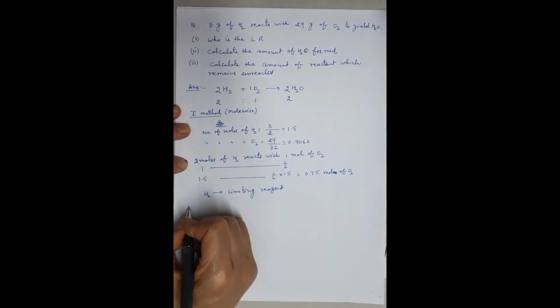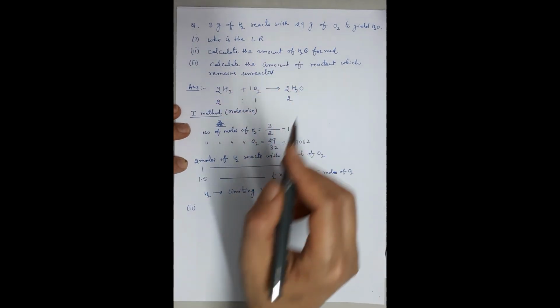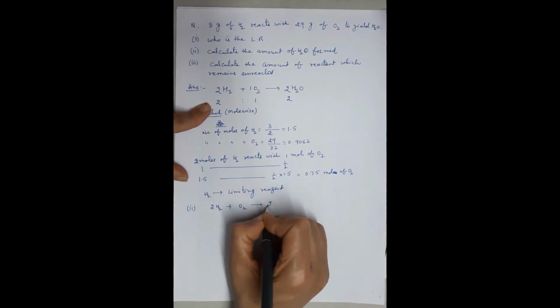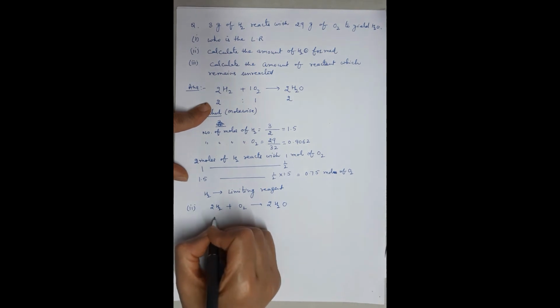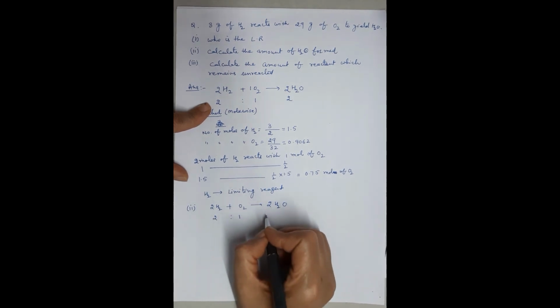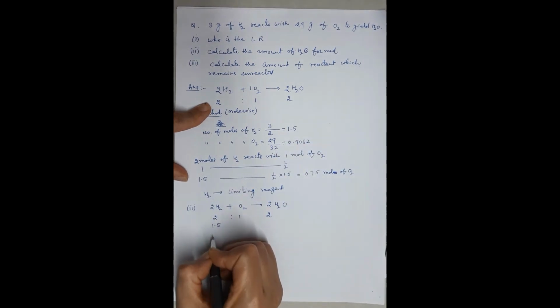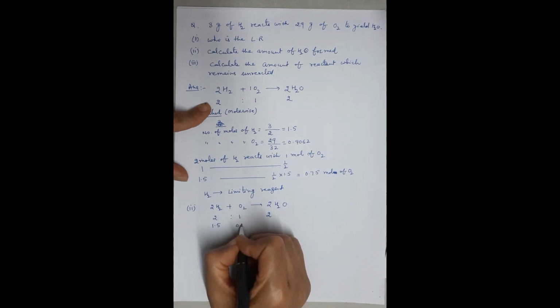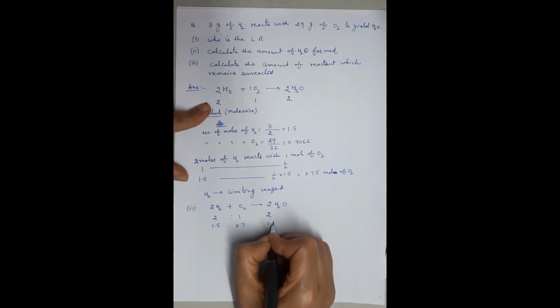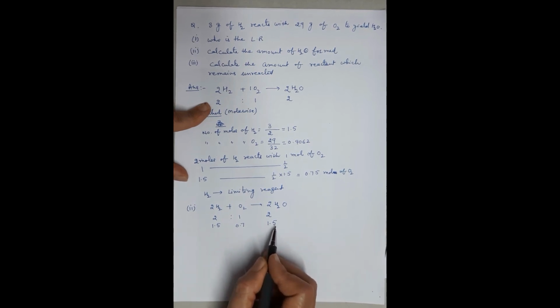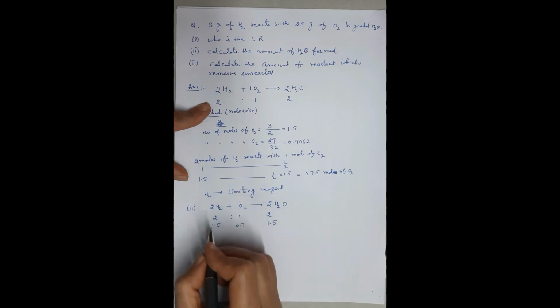See the second part of the question. They are asking to calculate the amount of water formed. I'll write it again. 2H2 plus O2 gives you 2H2O. In this case, the ratio is 2:1:2. A given amount of hydrogen is 1.5, which reacts with 0.75 moles of oxygen, and it forms 1.5 mole of water. So according to this ratio 2:1:2, these are the molar ratios according to the given amount. So what amount of water is formed?